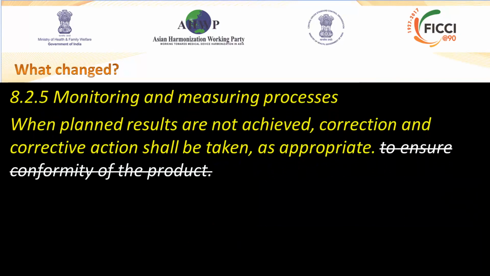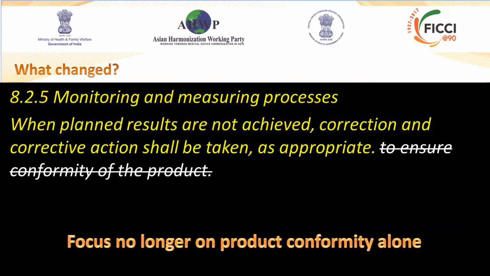Monitoring and measuring processes. So here is a little bit of a change: when planned results are not achieved, corrective action shall be taken as appropriate. It used to say to ensure conformity of product, but it's really a matter of making sure that the quality management system conforms to regulatory requirements, not just that the product conforms to its requirements.